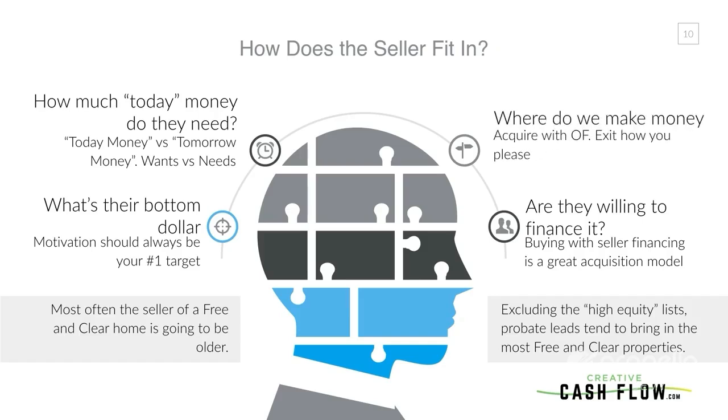Where do we make our money? Okay, where do we make our money? Well, okay, so we're buying with owner financing, that's great. We acquire with owner financing. We can dispose of that property however we want. You can rent that property, you can owner finance that property out, you can fix and flip that property, you can wholesale it, you can do whatever you want once you've acquired with owner financing.